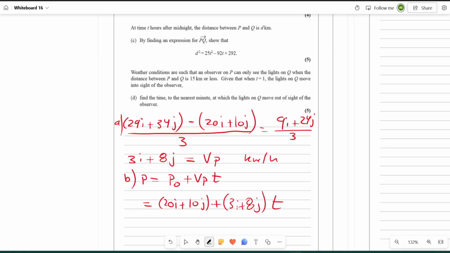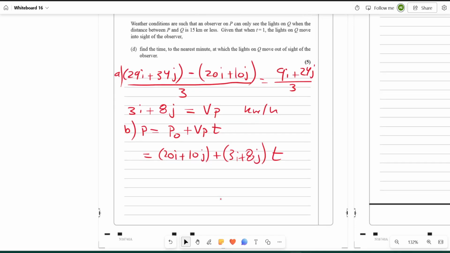And this is the general position vector for P. What I like to do is group the i's together. So I know that this t is going to multiply inside. It is going to be 3ti plus 8tj. So I'm going to do 20 plus 3t. That is going to be the i component, plus 10 plus 8t. That is going to be the j component. And this is the position vector of P.